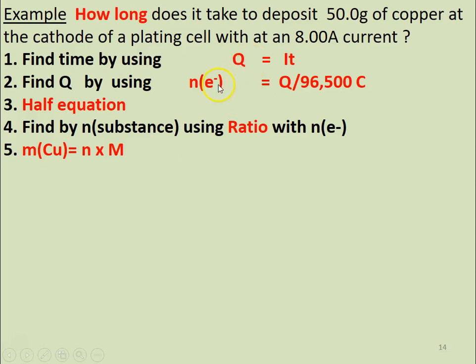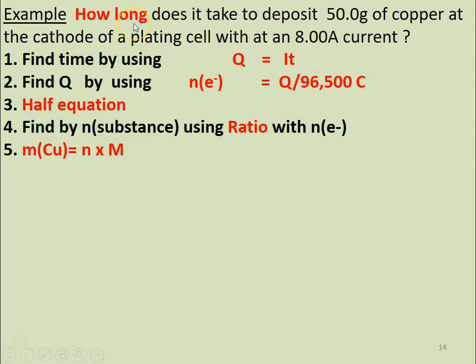Q equals IT, number of moles of electrons is Q on 96,500. Then you use your half equation, your ratio of electrons to whatever it is that you're finding the number of moles of, and then you can use whatever other equation you need. In this case, we're looking at mass. Okay, so put your equations down and then see how they help you tackle the question.